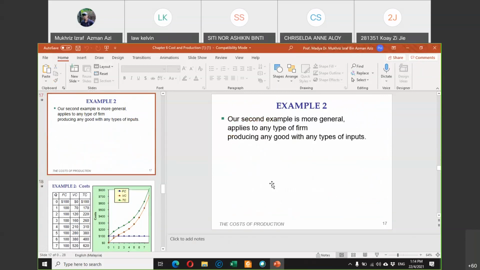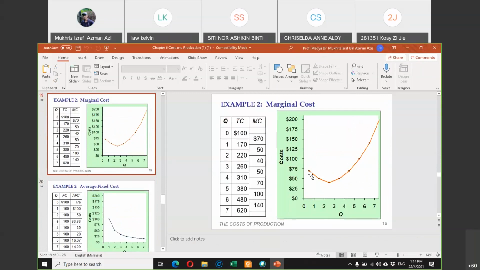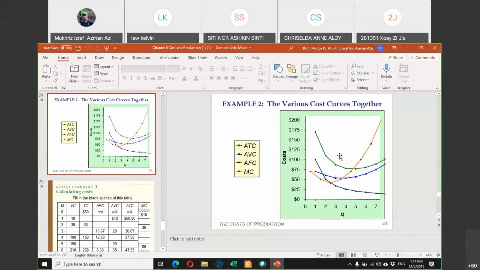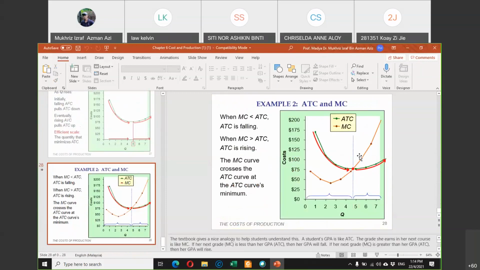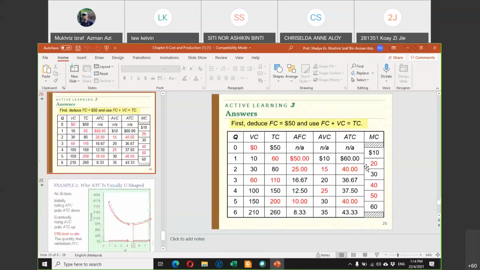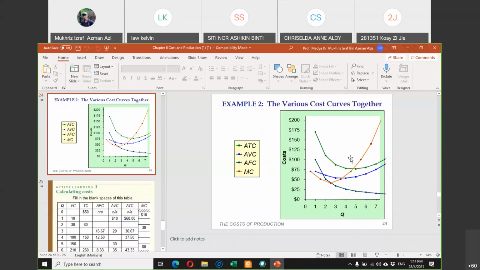And then we also looked at the typical shape of marginal cost. As I explained before, it should be a U shape. It will decline first, and then start to go up. Then we looked at the relationship between marginal cost, average cost, and average variable cost. In the last lecture, I mentioned that usually we focus on these three.